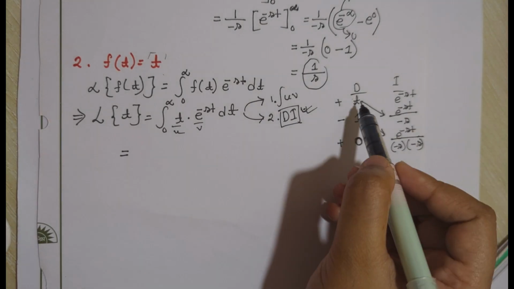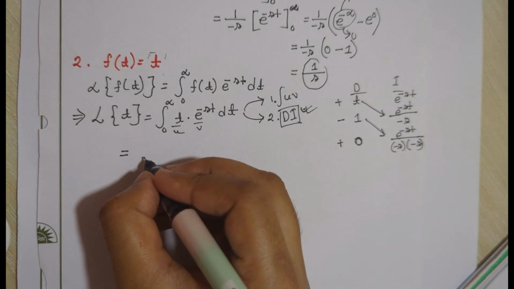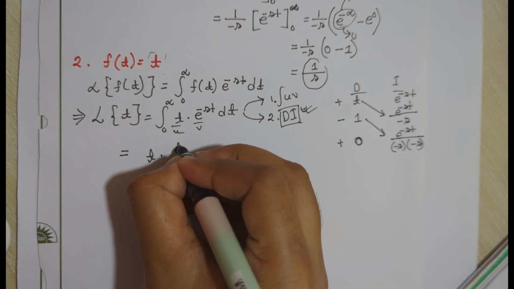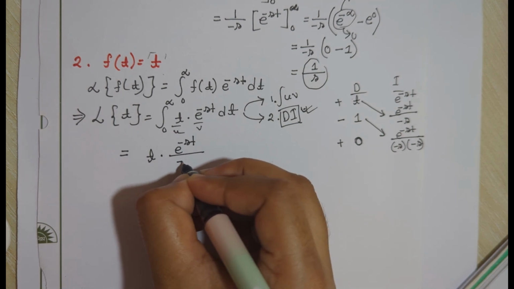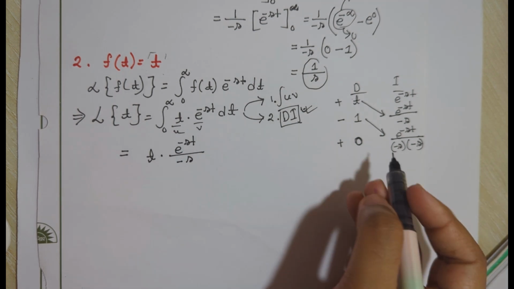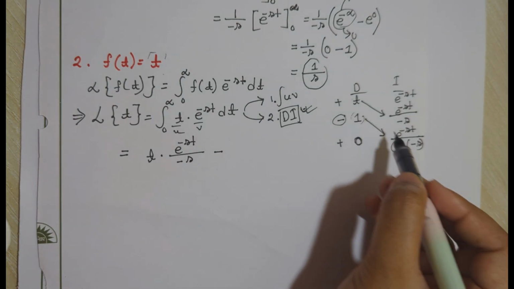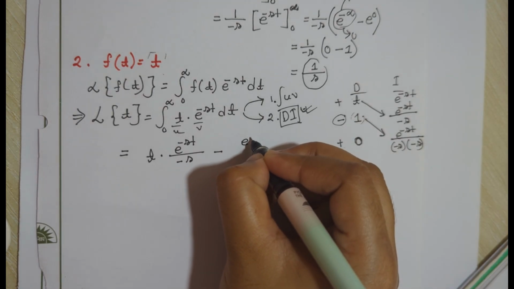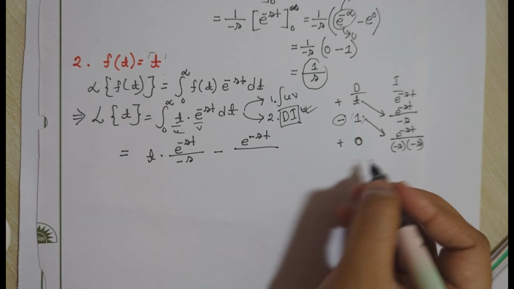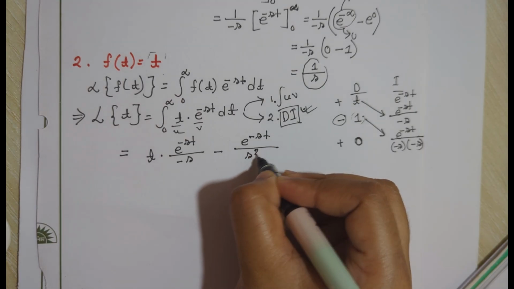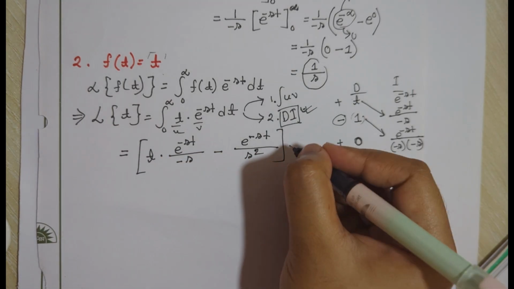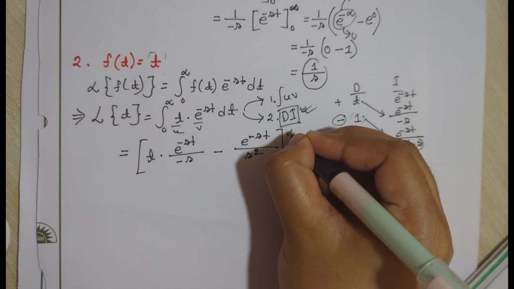So our first term will be t into this term, so we'll write down t into e to the power minus st divided by minus s, and for our second term we have to use this minus, and we will multiply this one with this term, then we will get e to the power minus st divided by s square. And now we'll write down the limit, which is 0 to infinity.